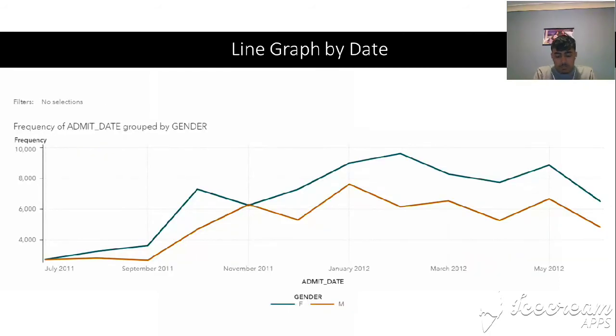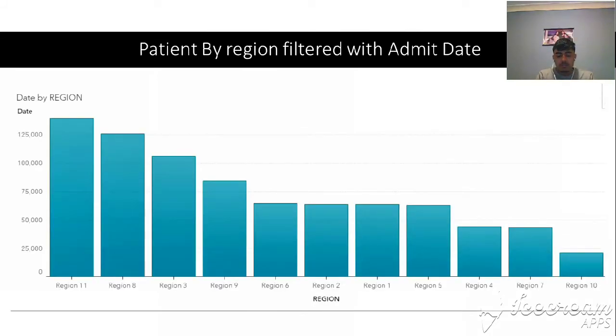The above line graph shows that there are more female patients admitted to all regions as compared to male from October 2011 to June 2012. The regions are arranged in decreasing order starting from region 11 with the highest number of patients being admitted. The above chart shows the regions with the highest number of patients in the different regions provided.